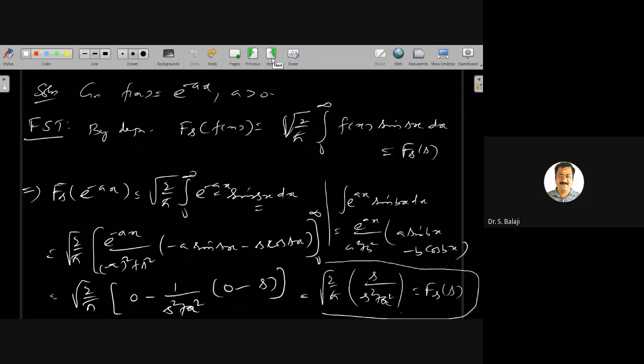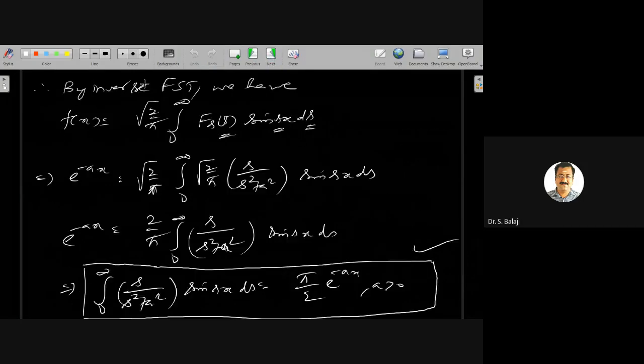Can I move into the next page? Next page. By inverse Fourier sine transform, we have f of x equal to root of 2/pi, integral 0 to infinity, Fs of s sin sx ds.